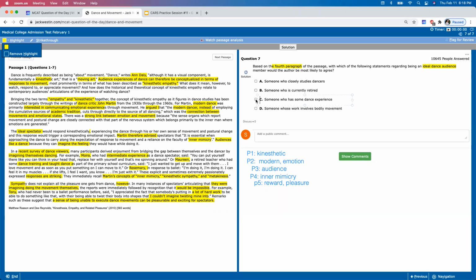And yeah, C is the best answer. That shows someone who has dance experience, because that relates best to the paragraph summary and the question. Does that make sense? Because we didn't talk about studying dancing. We didn't really talk about retiring. Well, we talked about it in one of the examples, but it's not why they appreciate dance. And the kinesthetic, this is not in paragraph form.